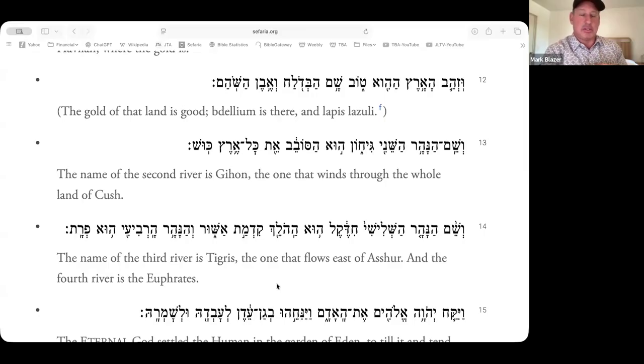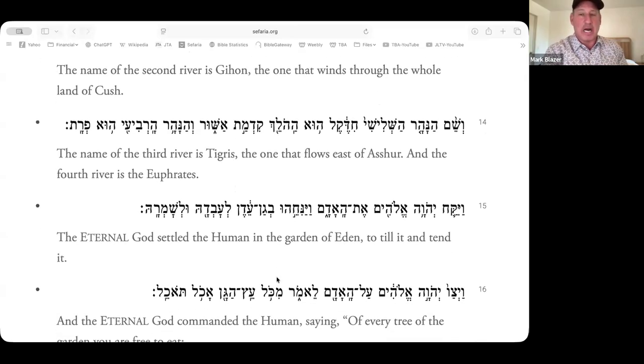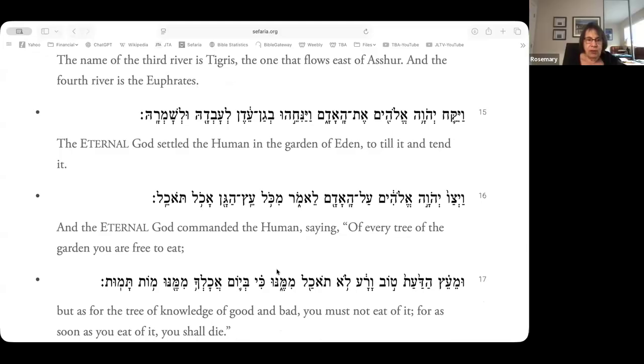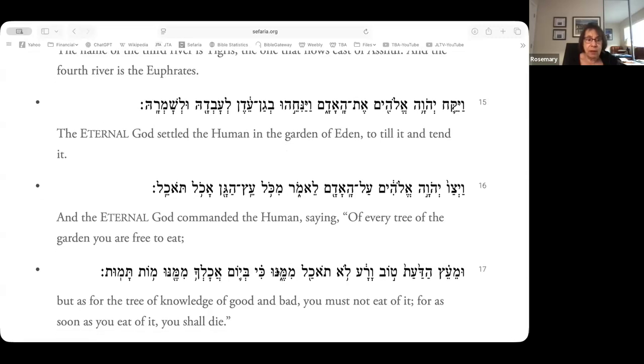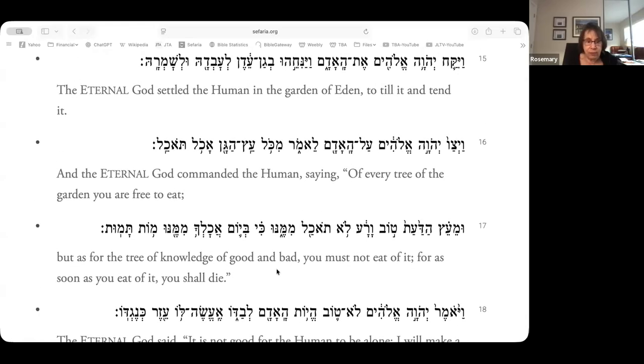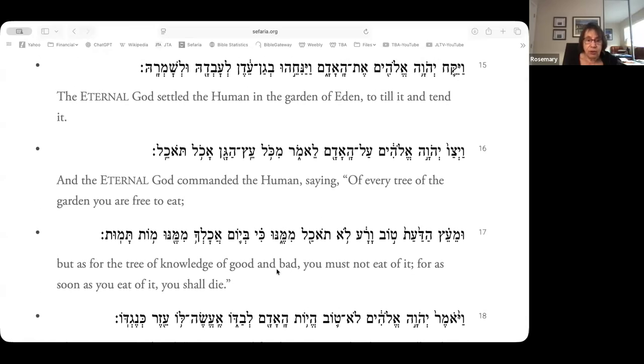Now, exactly what I just mentioned, God doing stuff with God's own hands. Here's what God did. The eternal God settled the human in the Garden of Eden to till it and tend it. And the eternal God commanded the human, saying, of every tree of the garden you are free to eat, but as for the tree of knowledge of good and bad, you must not eat of it, for as soon as you eat of it, you shall die. Yeah. But the tree of life is okay. Yeah. So, well, yeah, people forget that, right?